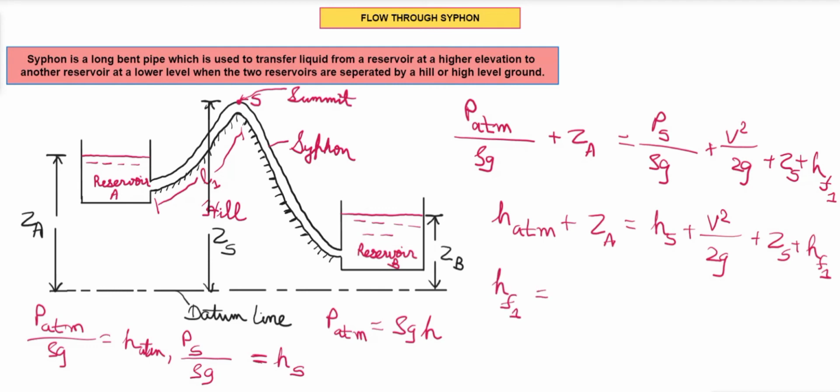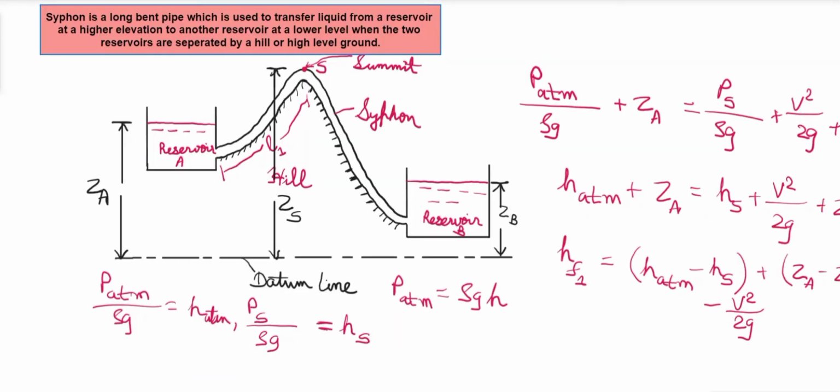So HF1 will be equal to H atmospheric minus HS plus ZA minus ZS minus V square by 2g. We already know the equation for head loss due to friction, which is 4FLV square by 2gD. Here, in place of HF1, we'll write that equation, which is 4FL1 V square by 2gD.